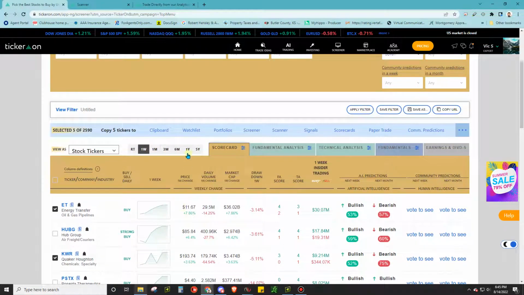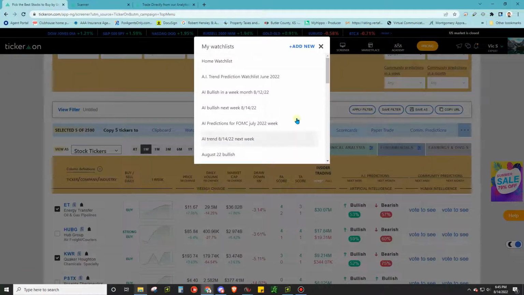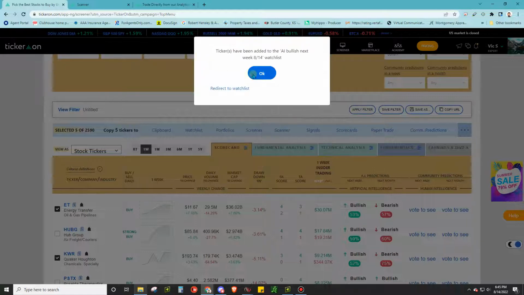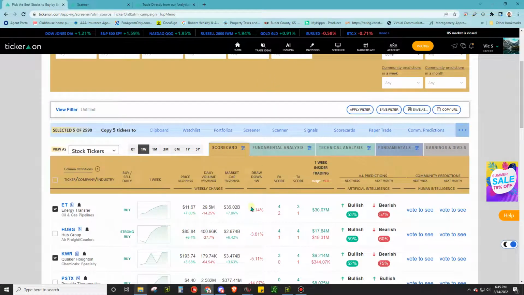But just for the purposes of creating the watch list, boom, we're just going to go in here and create a watch list real quick. This is going to be the AI bullish next week from 8/14, which is the day I created it, scanner. So we're just going to create that. Then we can copy everything to the clipboard, so everything that we selected is copied to the clipboard.